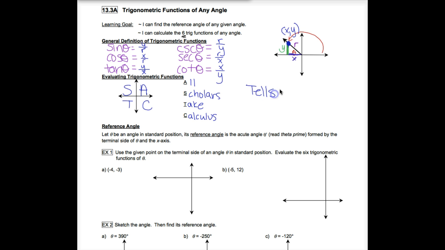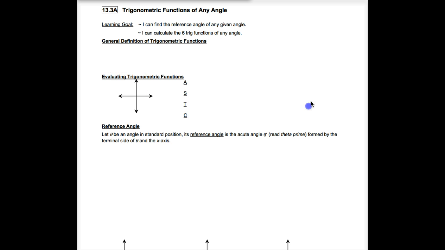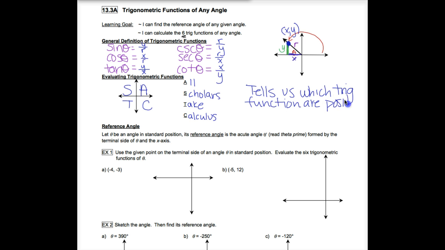So I'm going to write that out real quick. So it tells us which trig functions are positive in that quadrant. So quadrant 1 has the A. So the A stands for all. All of the trig functions are positive in quadrant 1, which is why you've never had a negative value before because we've always been working in acute angles.